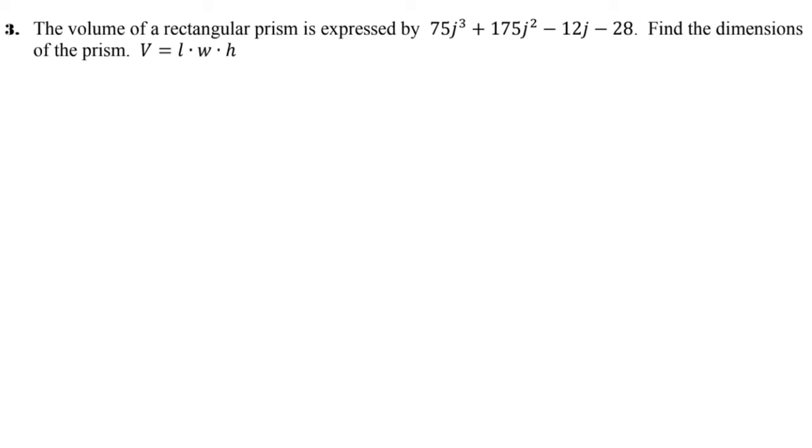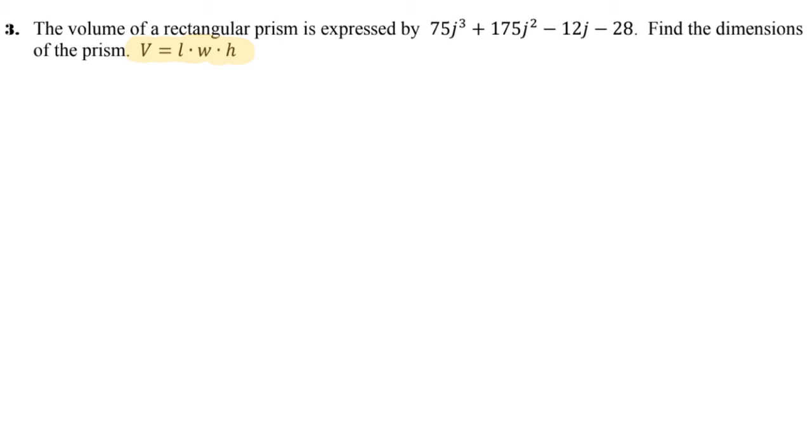So the third and final example today is giving us the volume of a rectangular prism. And we've got 75j to the third plus 175j to the second minus 12j minus 28. So when we find the dimensions, and notice for volume, we are using length times width times height. So that tells me we're going to get 3 separate factors when all is said and done.